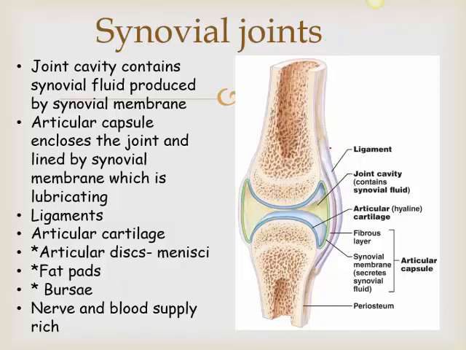Synovial joints are particularly well supplied. All joints have a blood supply and a nerve supply, but synovial joints are particularly well supplied with nerves and blood vessels.